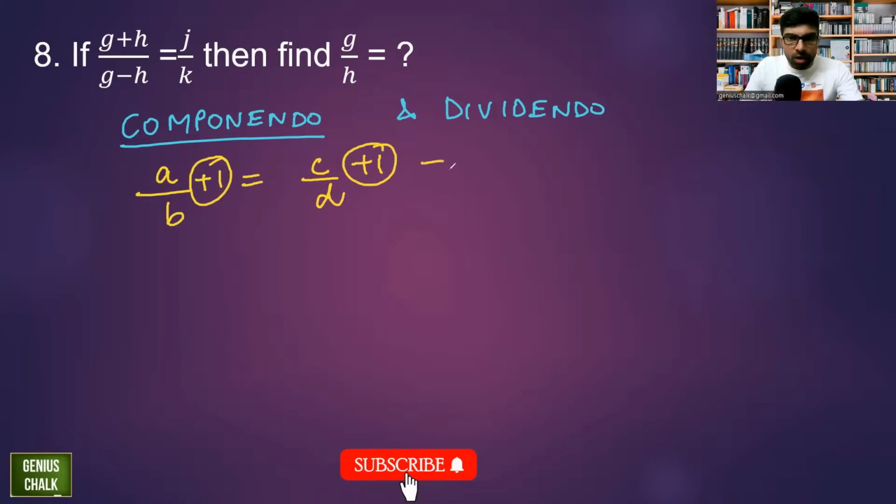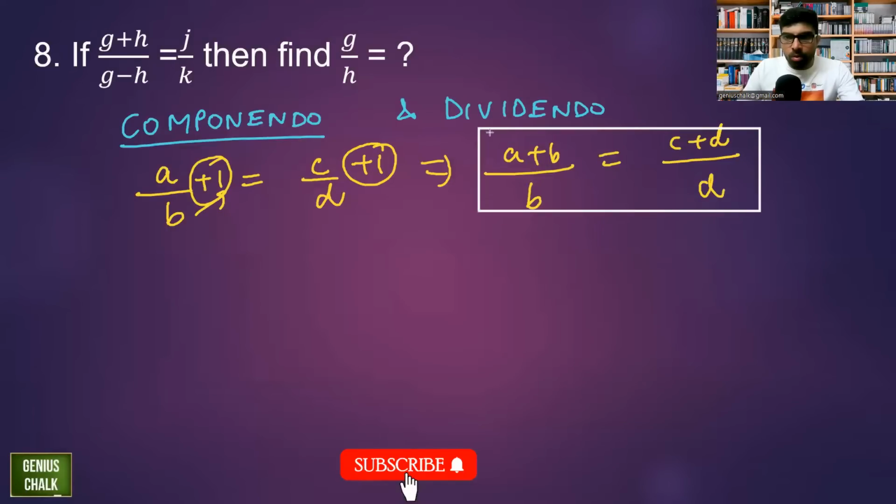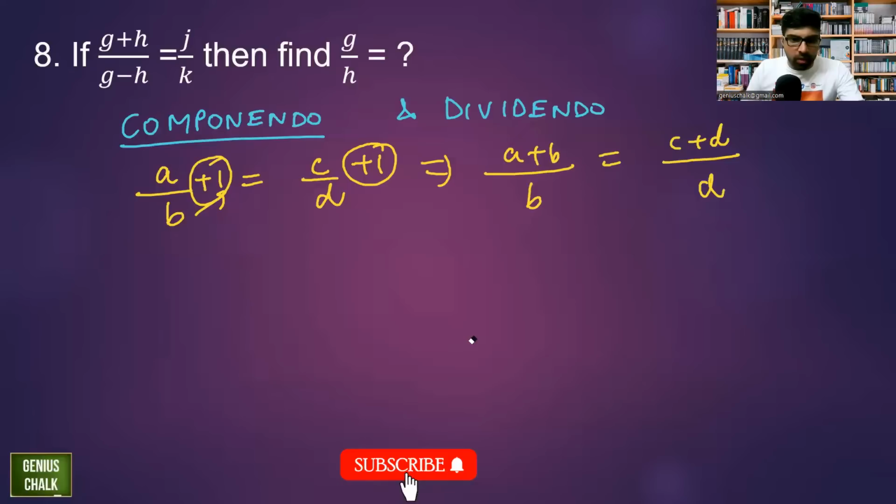By taking this 1, if I take the LCM, it will be B, and this B goes this side. So this is A plus B by B. And if I take D here, it will be C plus D by D. So guys, this step is called componendo. So what I have done is applied componendo here. You can note this step.